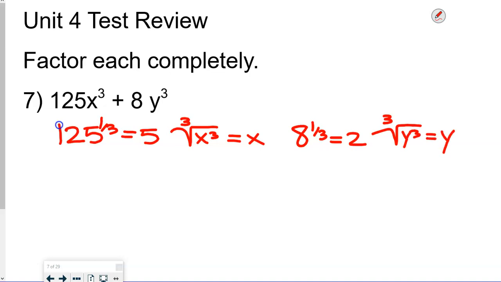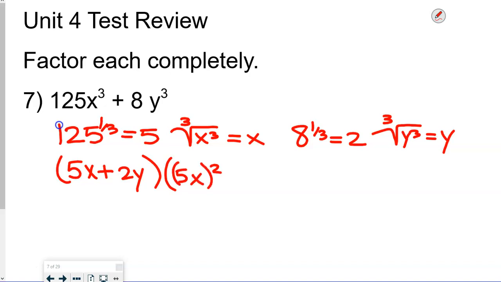Now what we're going to do with these terms is put them in a set of parentheses with the same sign. So we're going to do 5x plus 2y. Now for our second set of parentheses, we're going to take our first term, 5x, and square it. For our middle term, we're going to multiply the two terms together. So we're going to do 5x times 2y, and whatever the sign was in the first set of parentheses, the sign of this middle term is going to be opposite it. So if it was plus, we're going to make it minus. If it was minus, we're going to make it plus. And then for our last term, we're going to square the second term in that first set of parentheses. So we're going to square the 2y.